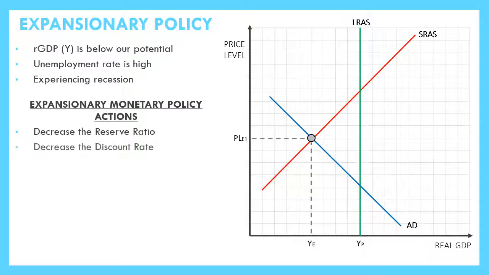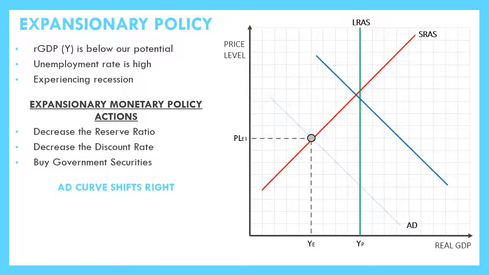They could also decrease the discount rate by bringing down that rate at which banks borrow money from the Federal Reserve. What that does is it encourages banks to borrow money and make more loans, which creates more money in our money supply. And finally, they could buy government securities. By buying up those government securities, they are taking on the government debt and they are extending money into the money supply, giving it to banks where banks can make more loans and create more money, increasing the money supply.